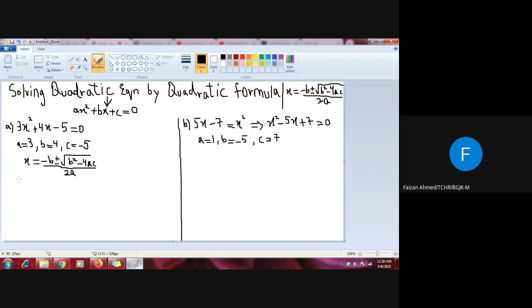So now I just have to put the values. X will be equals to, I will put this minus sign as it is, and b is 4, so I will not use a bracket over here. B is 4, and then I will use a positive and a negative sign again, then square root b square. B square means 4 square, so 4 square will be 16, so I'm just writing 16 directly. Because this is b square, the value of b is 4 and the square of 4 is 16.